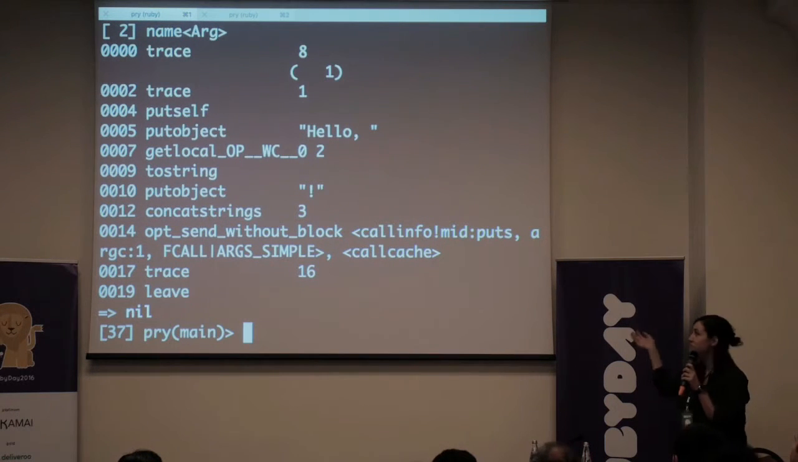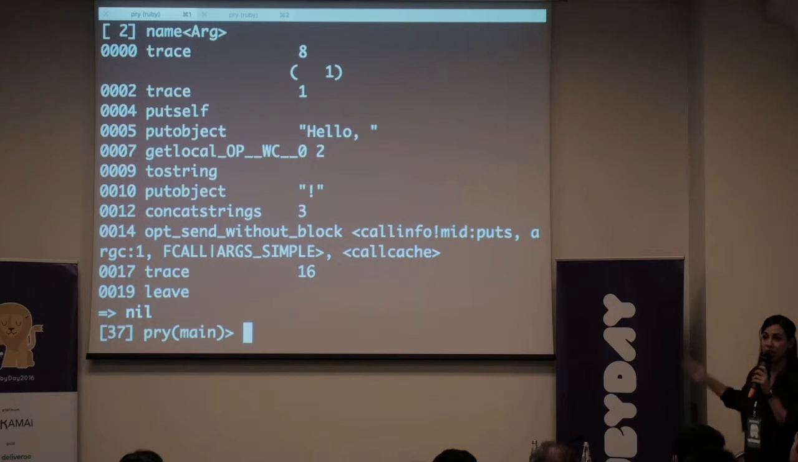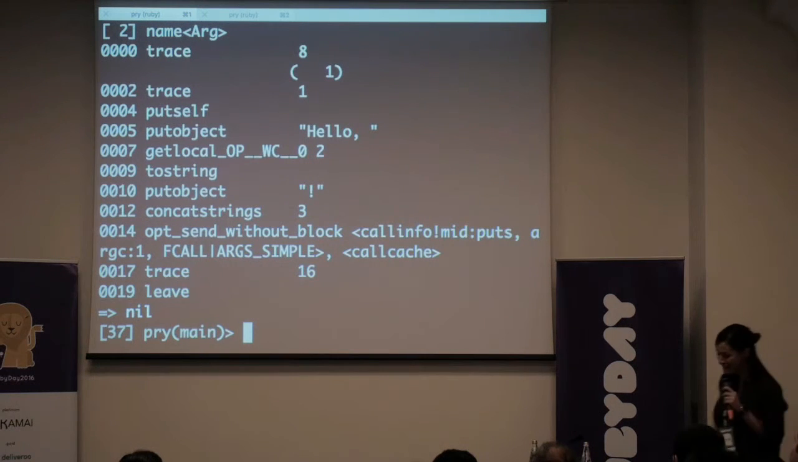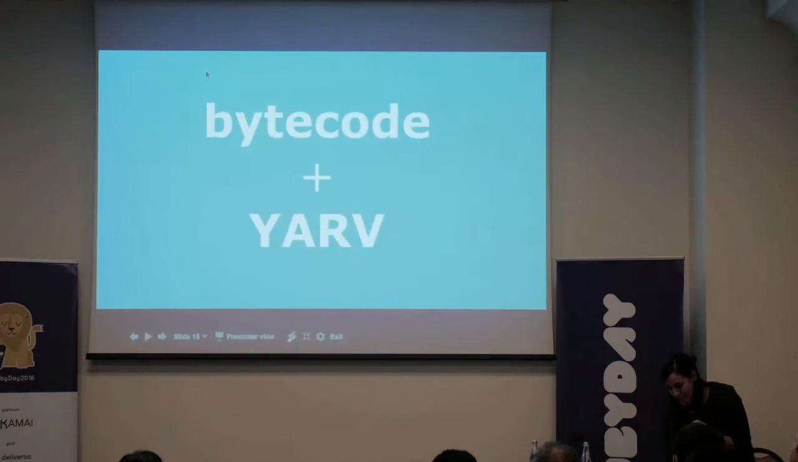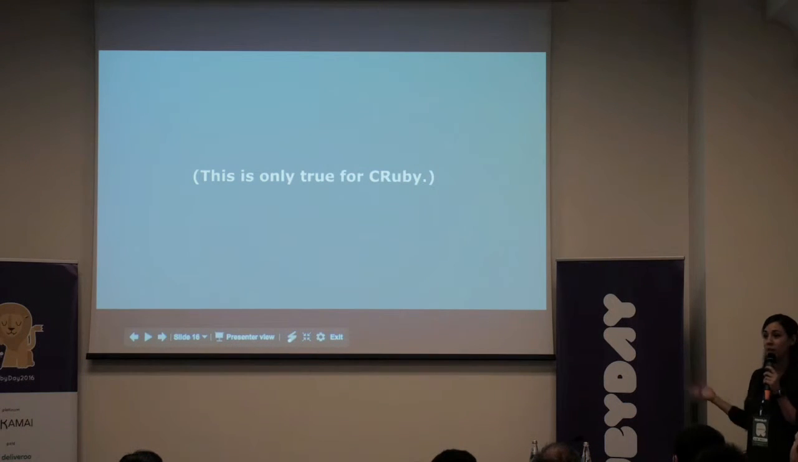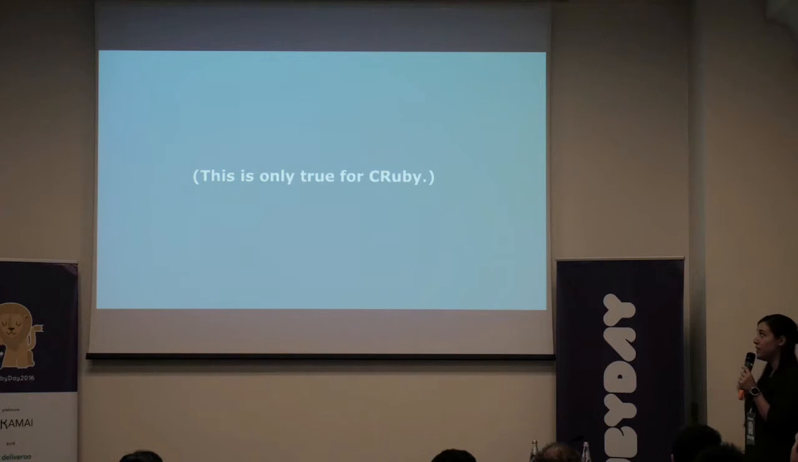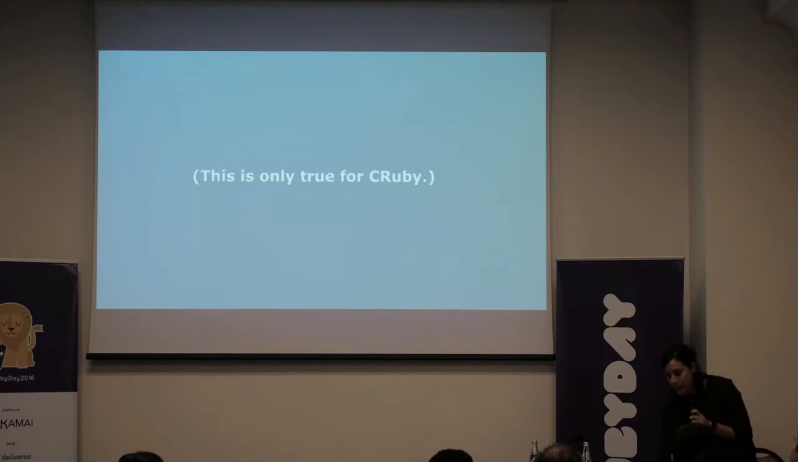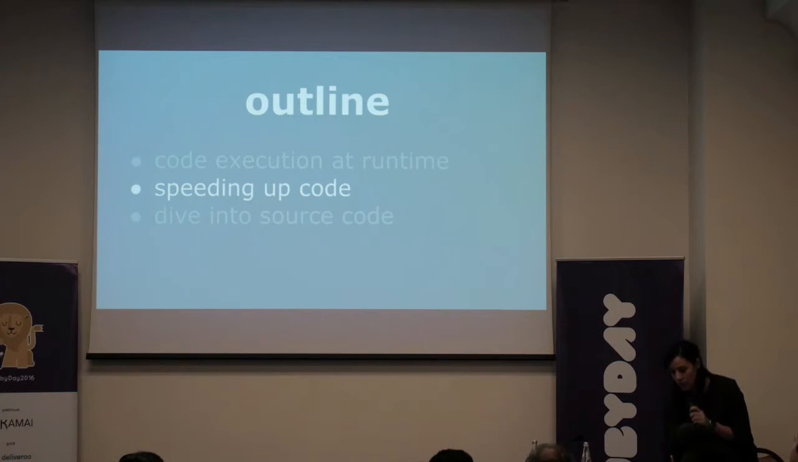Can anyone tell me what language this looks like? Yes, assembly. Okay. And just to keep in mind, this is only for Ruby that's interpreted by the C library. There's also JRuby, which is run in the Java VM, and then there's also Rubinius, which is executed another way. And so next we're going to talk about speeding up our Ruby code.